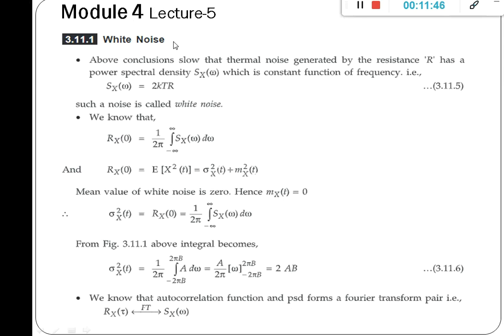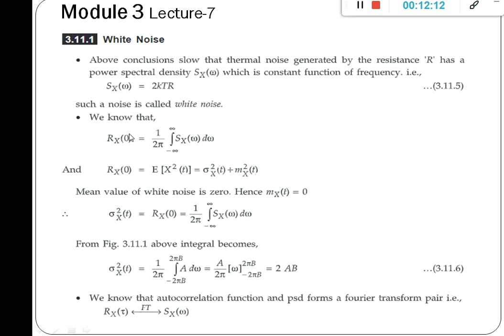Then the next kind of noise is white noise. The thermal noise generated by the resistance R has a power spectral density Sx of omega, which is a constant function of frequency. That is, Sx of omega is equal to 2 kTR, and such a noise is referred to as white noise.